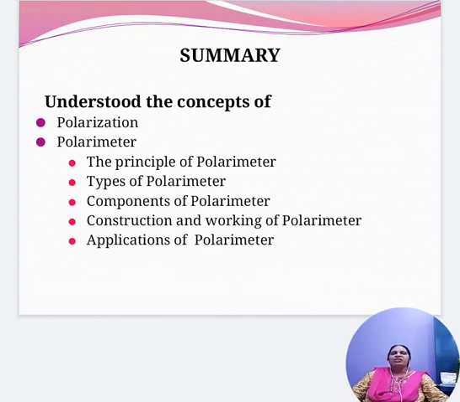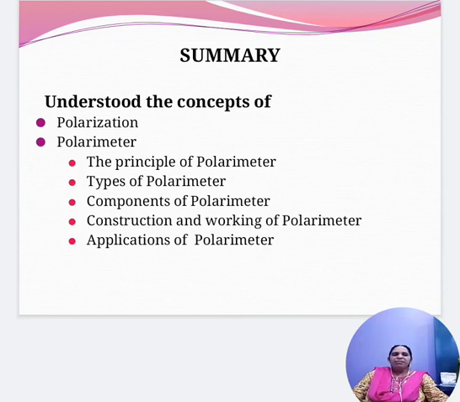The angle of rotation depends on the length of the path in the solution and on the concentration of the solution itself, and it also depends on the type of sugar. So different sugar solutions have different angles of rotation. If it is granulated sugar, the rotation is dextrorotatory, that is, in the clockwise direction. If it is fructose, the rotation is levorotatory, in the anti-clockwise or counterclockwise direction.